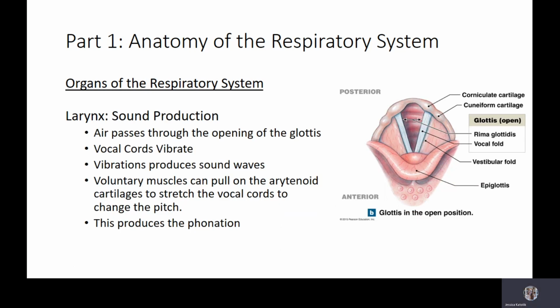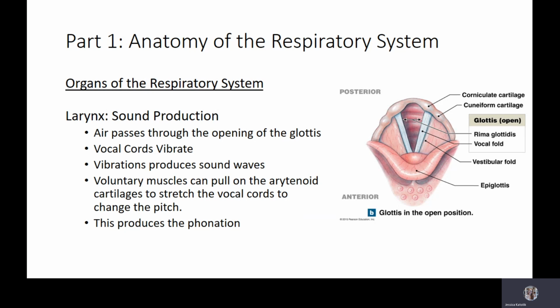So let's talk about sound production because that's one of the major functions of the larynx. The sound production is going to start by air passing through the larynx and passing through the glottis. And what will happen is as that air passes through, it'll cause the vocal folds to vibrate. And as they vibrate, they're going to create compression waves in the air. And these compression waves will be the sound waves that will be heard by our ears.